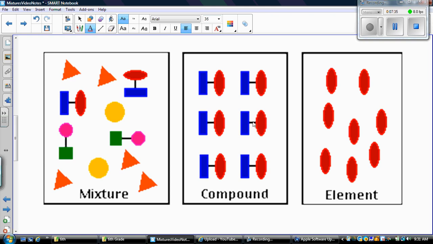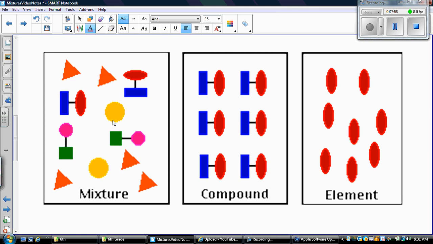If we look over here at a compound, a compound is made up of two different elements that are chemically combined. That's what that line means. There's a bond between them. There's an attraction that can only be broken by an extreme amount of energy. And you cannot separate an element and a compound. That's why they're pure substances. We cannot separate this compound without an extreme amount of energy to break those bonds.